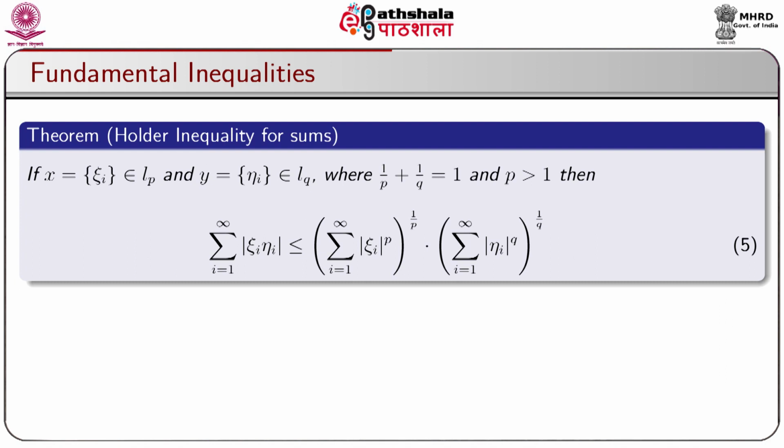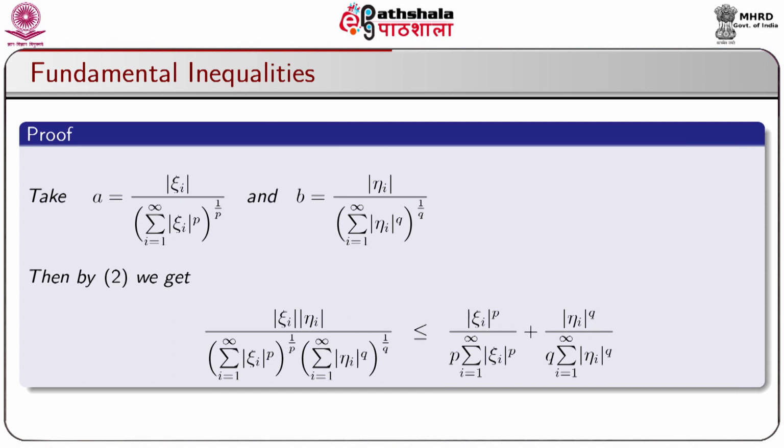The theorem is a very important theorem and is named as Holder's inequality for sums. If x = {ξ_i} belongs to l^p and y = {η_i} belongs to l^q, where 1/p + 1/q = 1 and p is greater than 1, then the sum from i = 1 to infinity of |ξ_i η_i| is less than or equal to (the sum from i = 1 to infinity of |ξ_i|^p)^(1/p) times (the sum from i = 1 to infinity of |η_i|^q)^(1/q). Proof: take a = |ξ_i| divided by (the sum from i = 1 to infinity of |ξ_i|^p)^(1/p), and b = |η_i| divided by (the sum from i = 1 to infinity of |η_i|^q)^(1/q).